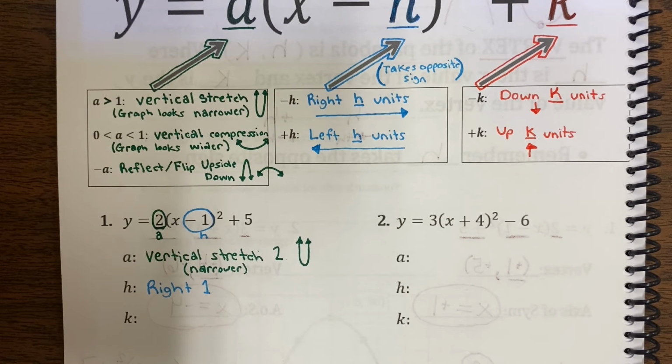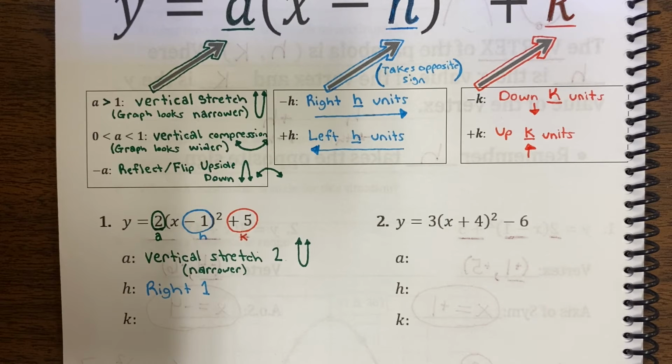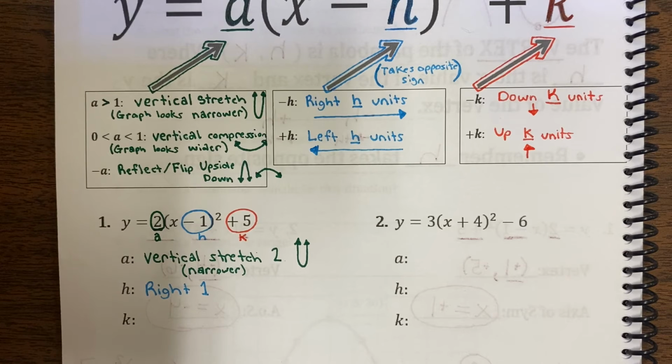If you guessed 5, then you got it. And since k is being added, that means we are going to go up 5 units.